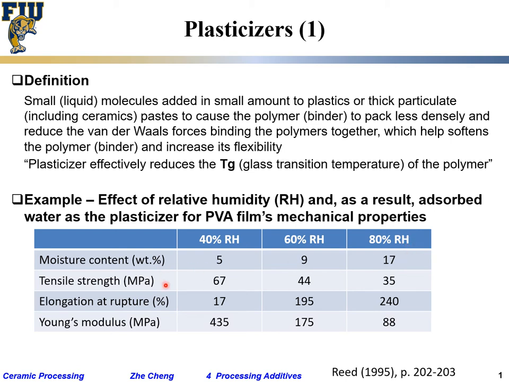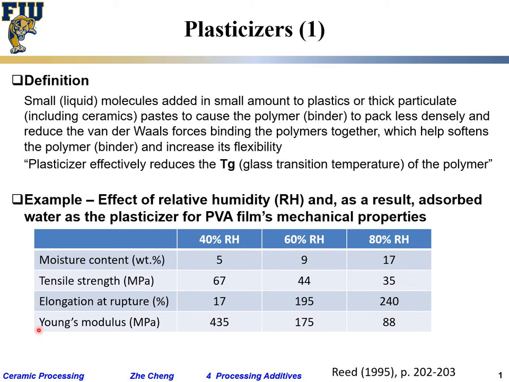But then look at the so-called tensile strengths. Tensile strength means the highest stress level beyond which the material would fail, would fracture. And as we see, the more moisture content, the lower the tensile strength becomes. The material becomes weaker. Make sense? The material can sustain less and less stress.